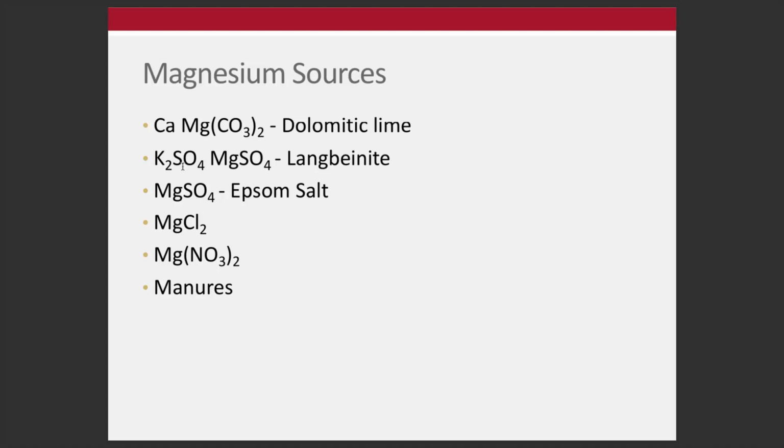Epsom salt is a neutral salt, so this is analogous to gypsum. Magnesium sulfate versus calcium sulfate, which is gypsum. So this is Epsom salt, like from when you were a kid, maybe you'd soak in the bathtub with Epsom salt, right? Dolomitic lime raises pH. Epsom salt is a neutral salt, so it does not raise pH. Magnesium chloride, magnesium nitrate, manures, different magnesium sources that are out there.